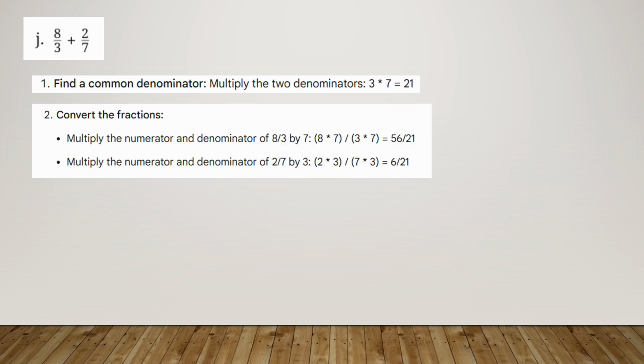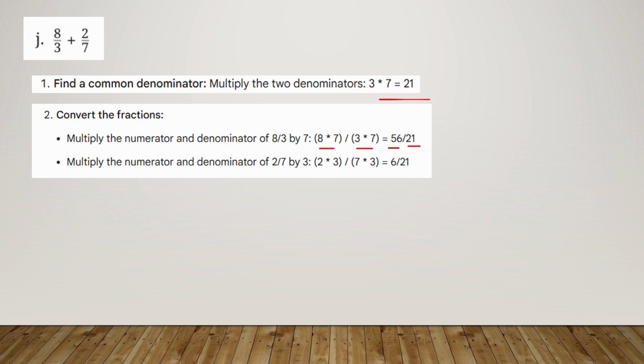Next one, 8 by 3 plus 2 by 7. Here the denominators are not same. So find a common denominator. So multiply the two denominators 3 and 7. 7 into 3 is 21. Then convert the fractions. We have to convert 8 by 3 into an equivalent fraction such that the denominator is 21. See, 3 into 7 is 21. So, multiply numerator also by 7. 8 into 7 is 56. So, the fraction 8 by 3 becomes 56 by 21.